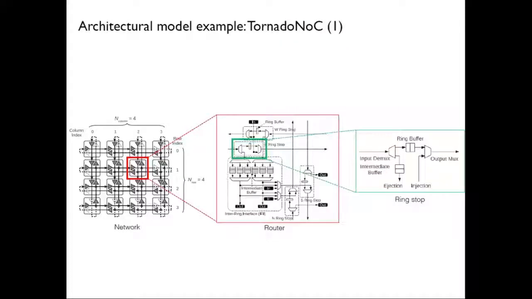Right, so this is an example we worked on, an on-chip network, a ring network called Tornado. And the basic idea is to have rings in horizontal and vertical directions. So here you have rings going east to west and back, and north to south and back. So you have 4 rings that way and 4 rings in the other direction.